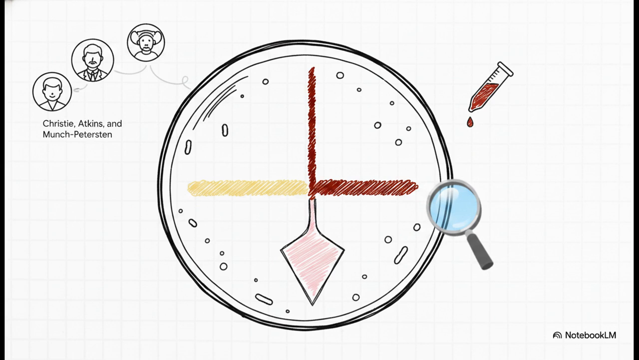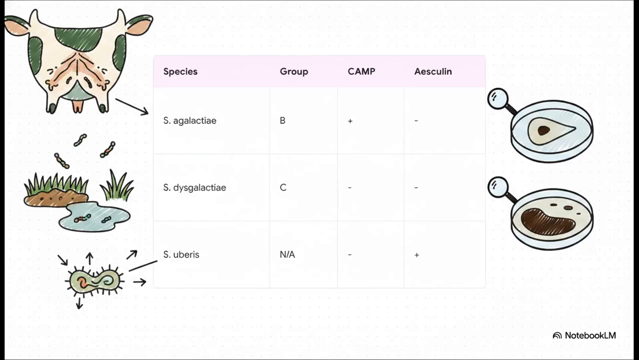We streak our unknown Streptococcus perpendicular to a known line of Staphylococcus aureus. If our suspect is Streptococcus agalactiae, it actually produces a specific factor that interacts with the Staph aureus, creating this highly distinct arrowhead-shaped zone of complete beta hemolysis. If you see that arrowhead, boom, you've caught S. agalactiae red-handed. So the crucial point is right here on this lineup when we evaluate our three primary bovine suspects.